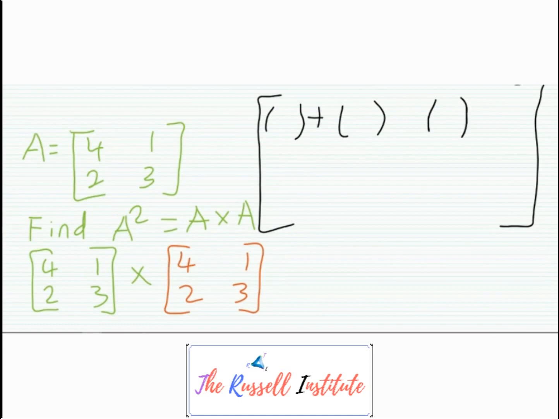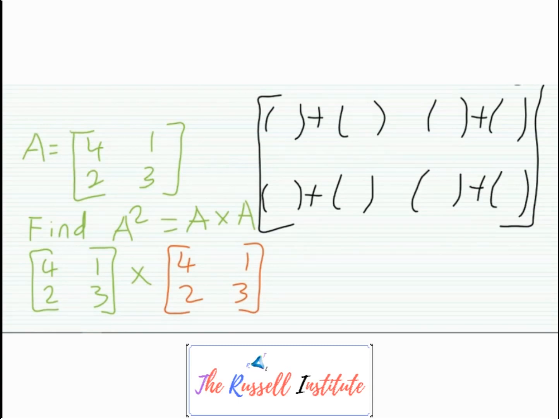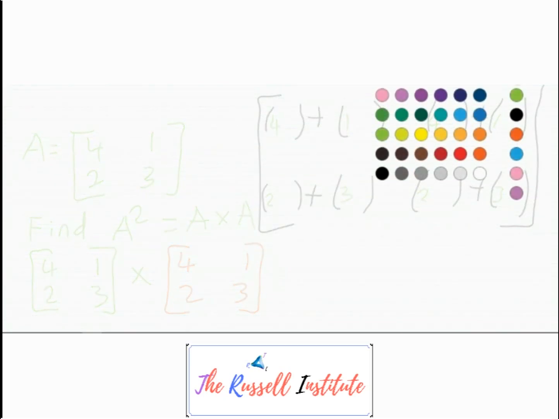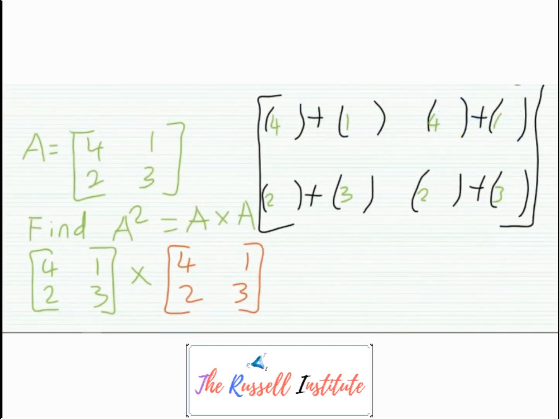1, 2, 3, 4. There we go. So let's get out our green and go. 4, 1, 2, 3. 4, 1, 2, 3. 4, 1, 2, 3. Get out our red and then repeat.